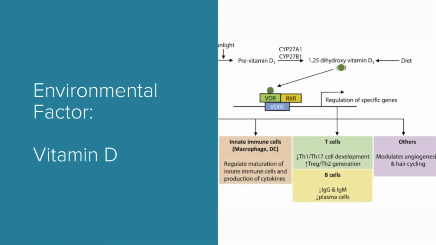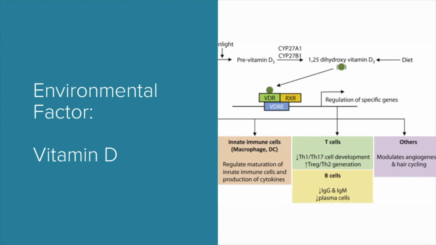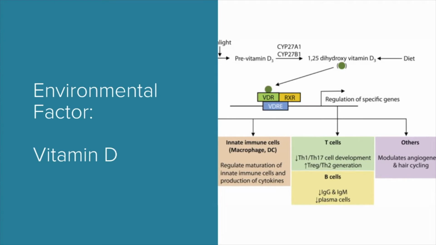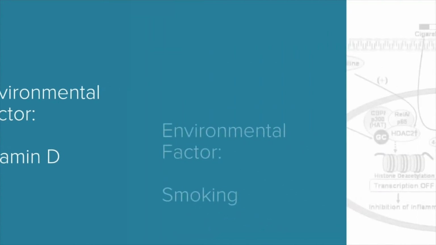One environmental factor associated with MS is vitamin D. Vitamin D, when bound to the vitamin D receptor on lymphocytes and APCs, activates the vitamin D response element in the genome. This inhibits expression of HLA-DRB1 and IL-2. This response element facilitates the production of Treg cells and inhibits pro-inflammatory Th1 and Th17 cell production.